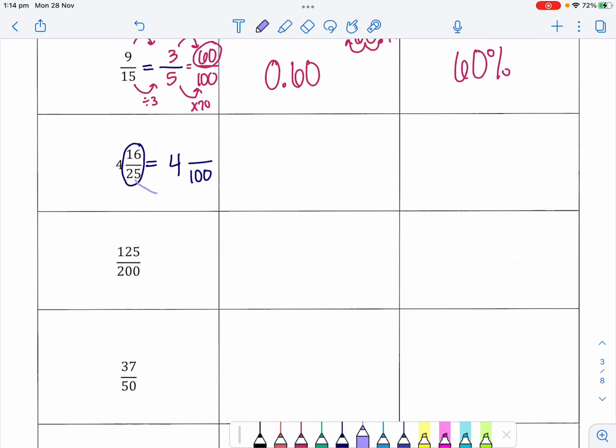So now I want to go from 25 to 100. I'm going to multiply by 4. So 16 times 4 is 64. Now my percent is going to be all of this, because 64 out of 100 is 64%, but I don't just have 64%. I have this whole number that's in front. So it's actually going to be 464%.